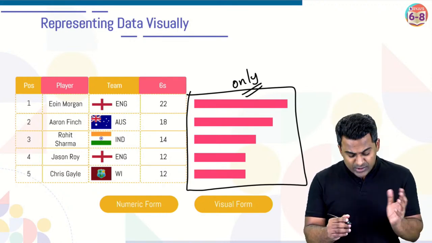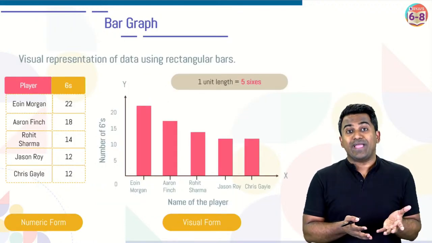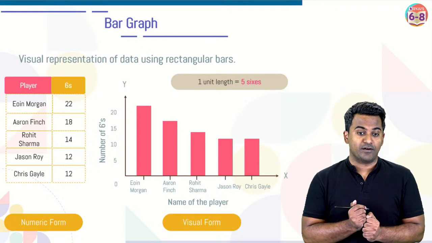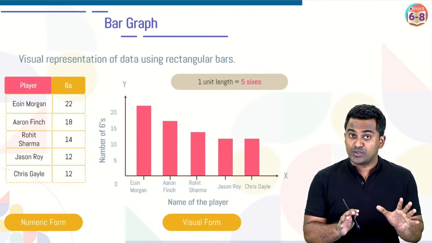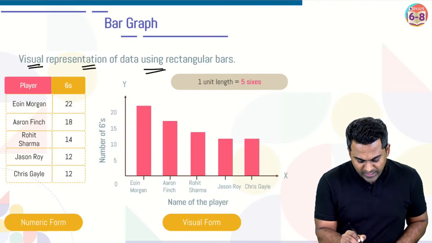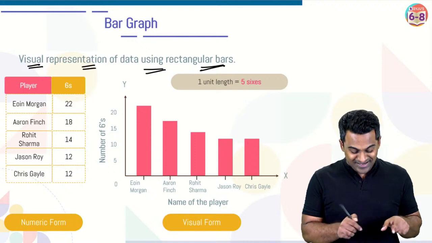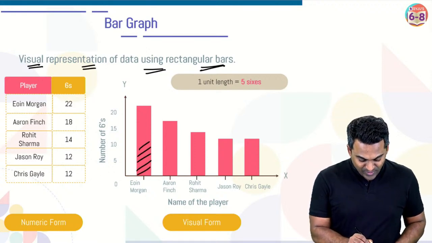Numbers are needed. So a better way of representation follows from here. We do that using a bar graph. This is what a bar graph is: a visual representation of data using rectangular bars. I'm sure you can see the rectangular bars here, right? So these are going to be your rectangular bars.